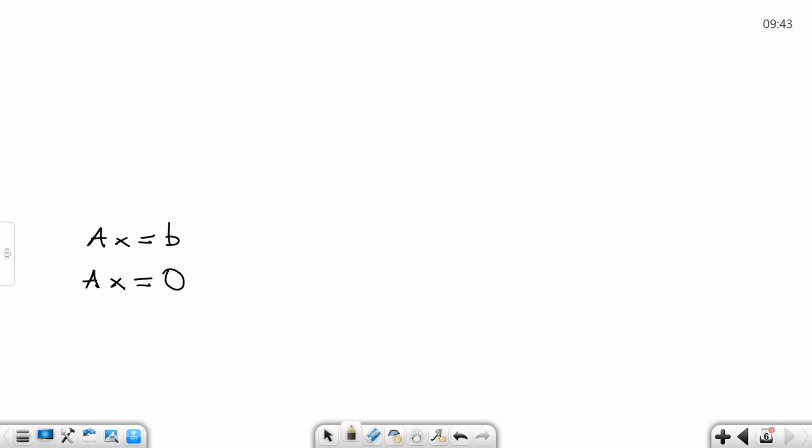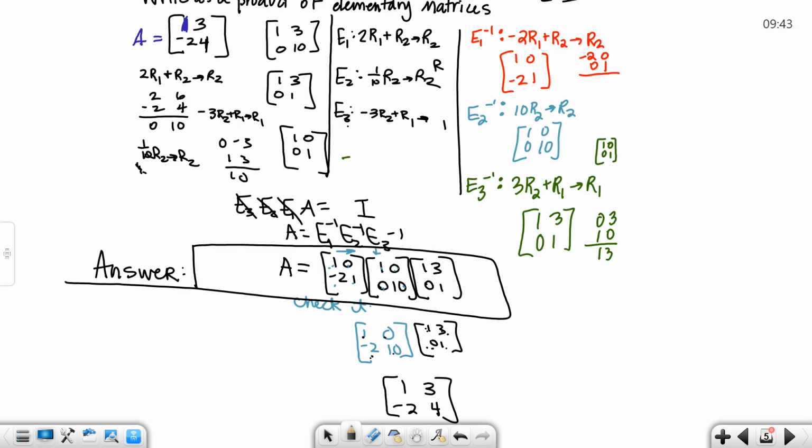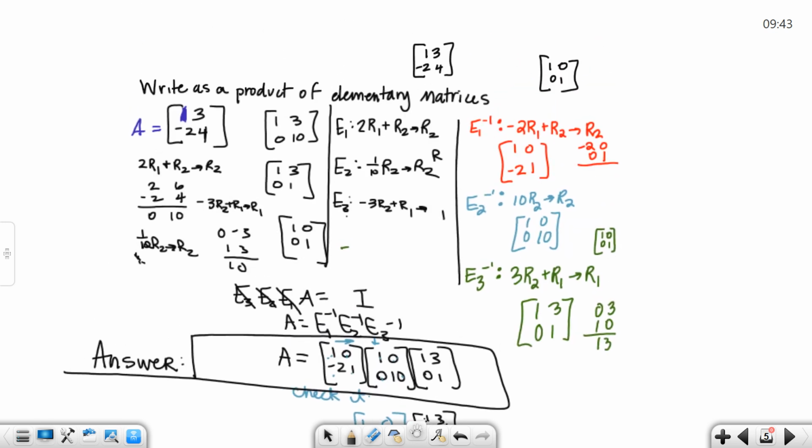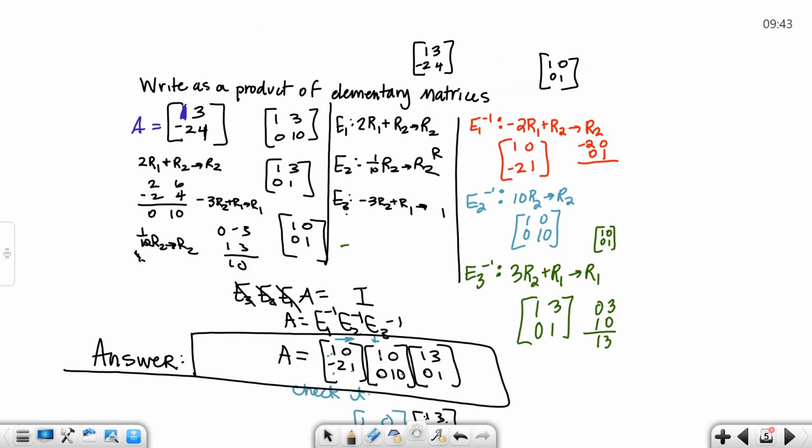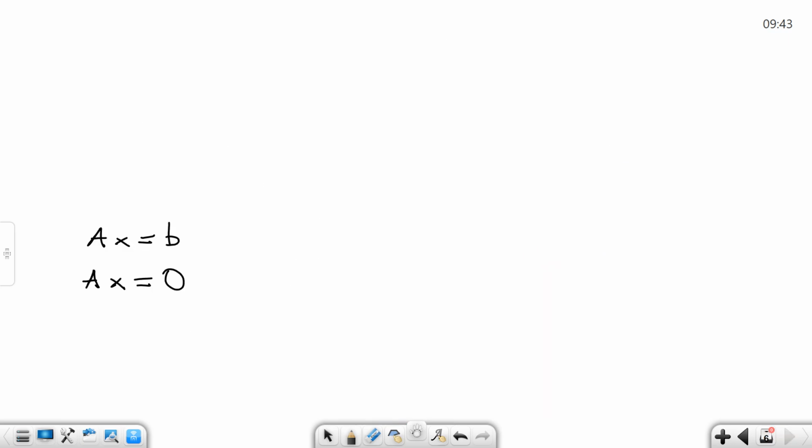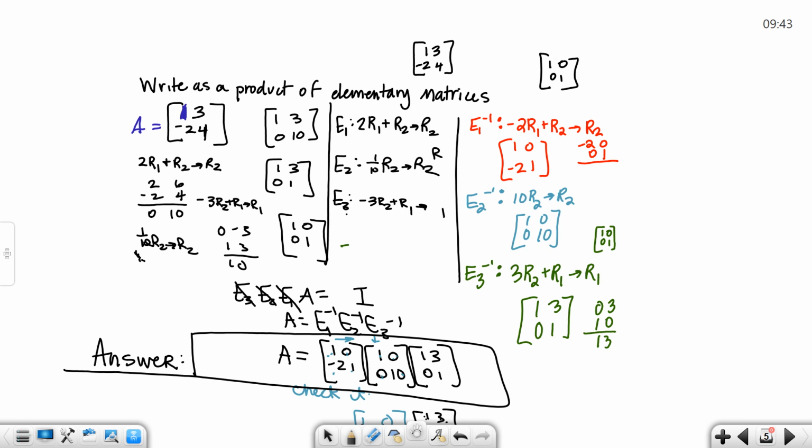A is row equivalent to I_n. Here's what that means. Here's A right up here. Row equivalent means that I can get to the identity by a series of elementary operations. So I went from A to I by saying E1, E2, E3. And so that is what row equivalent means. I can get from point A to point I by a series of row operations. A can be written as a product of elementary matrices. So that's what this is as well. I can factor it down into elementary matrices.